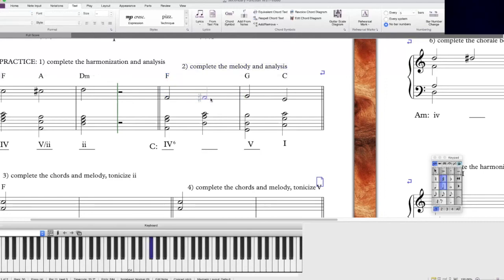And so let me reveal this to you. The F goes to F sharp, goes to D. And what do we have as our Roman numeral? We have 5/7 of 5. Here we go. Let's take a listen.